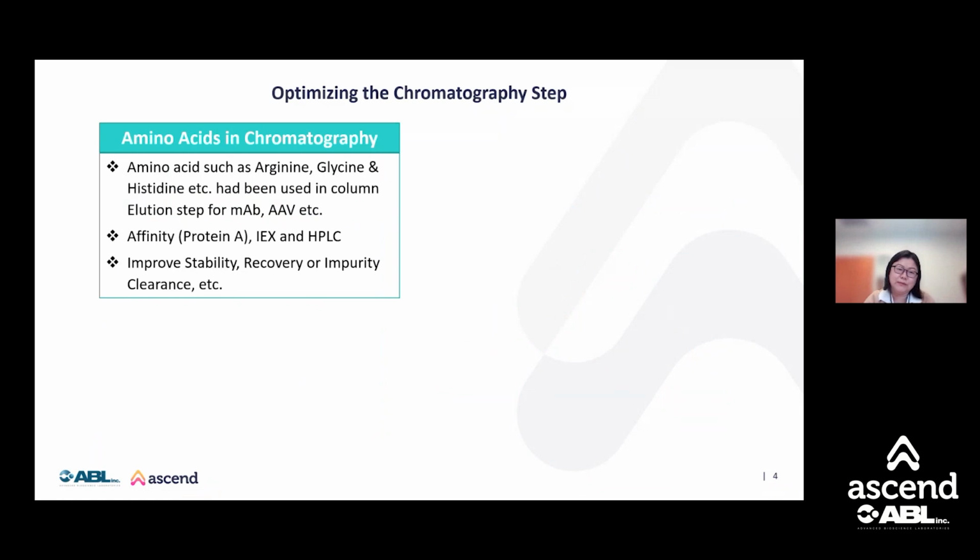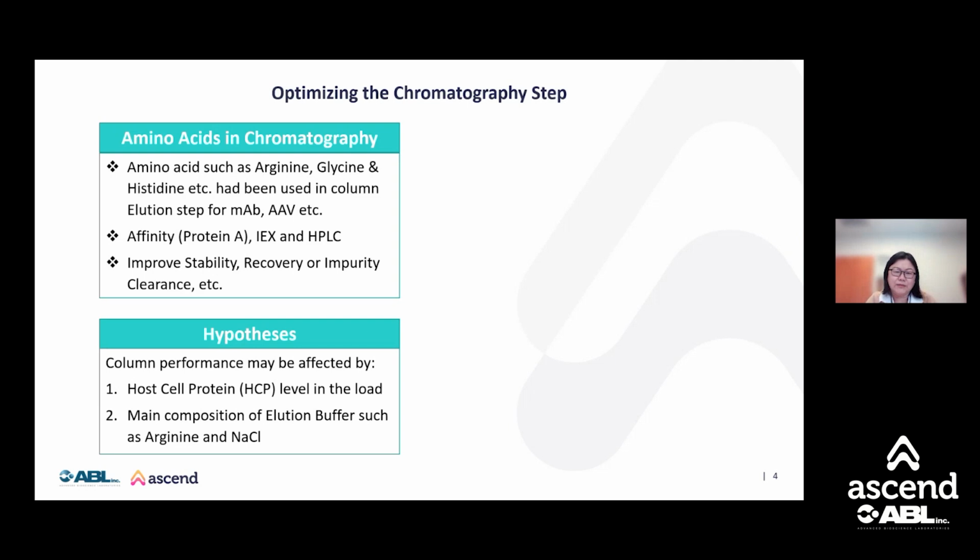Another point I want to make is that amino acids are commonly used in the elution buffer during the purification of products such as monoclonal antibody, AAV, etc. People claim that they can improve the stability, recovery, or impurity clearance. Arginine is reported in LVV purification. In our process, we use 1 molar sodium chloride. However, arginine may offer some advantages.